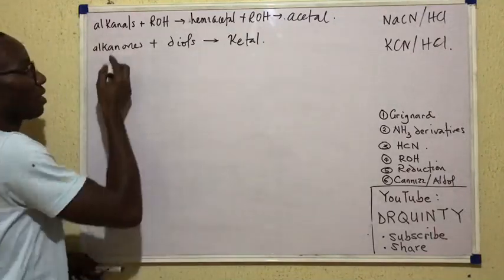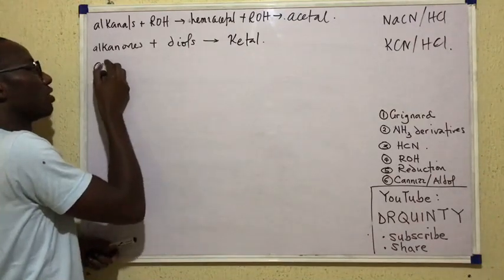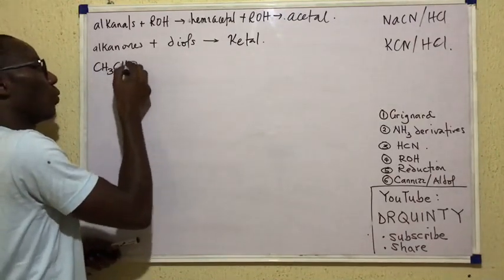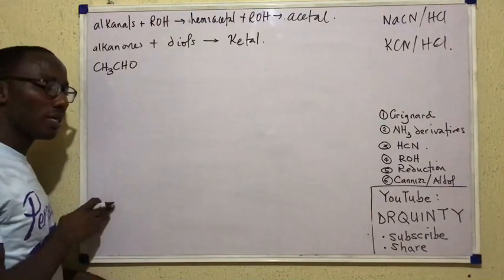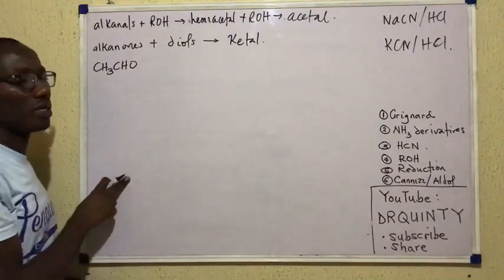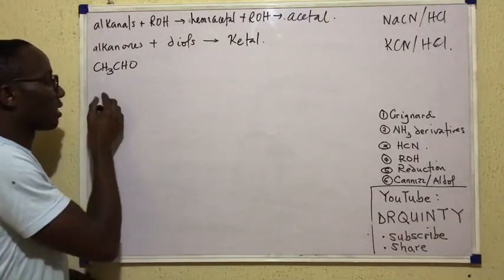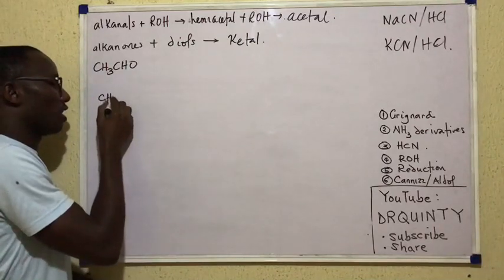So look at this. Let's pick an alkanal. Let's say we start with the alkanal written as CH3CHO. That alkanal is called ethanal. Now for ethanal, if it were to react with an alcohol, let's say we use methanol, it will mean that I'm going to write CH3CHO.